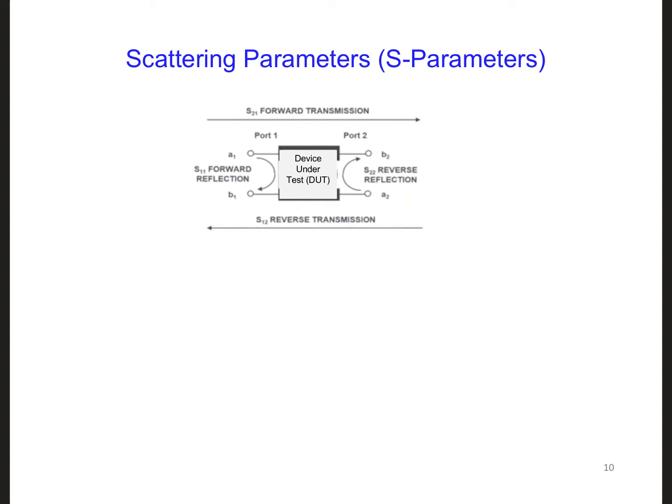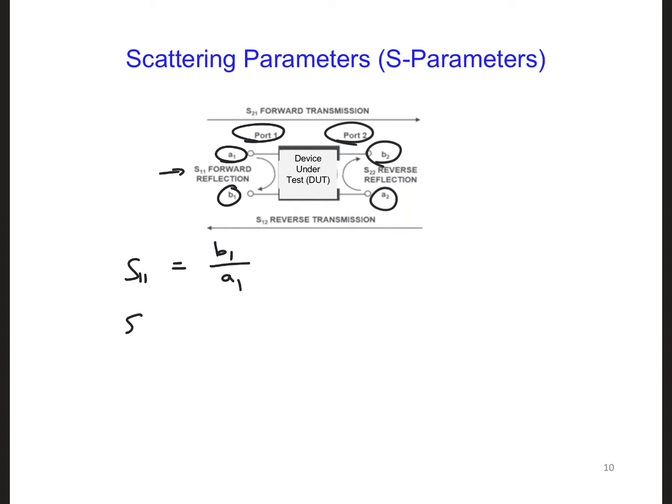Now, since there are two ports, port 1 and port 2, we can have forward and reverse transmissions for both ports, and we can define forward reflection as S11. In this case, I'm calling this A1, B1, B2, and A2. So S11 more generally would be B1 over A1, and that's the forward reflection.